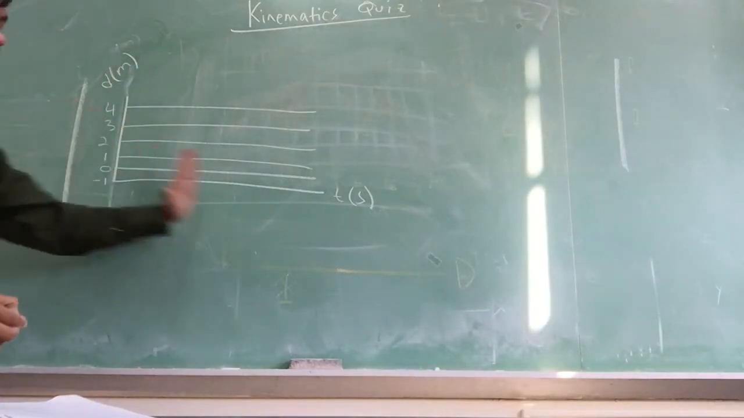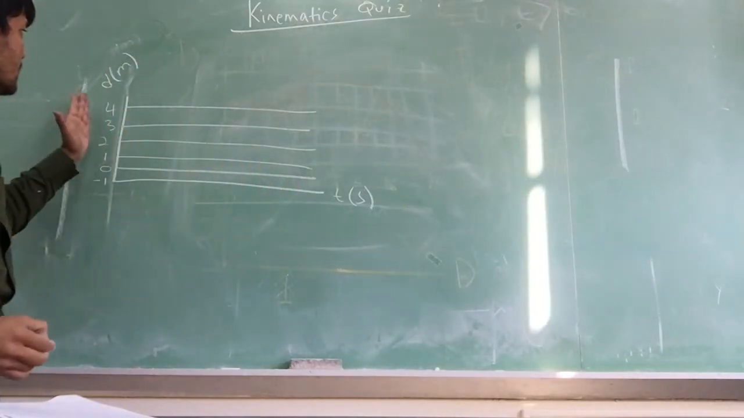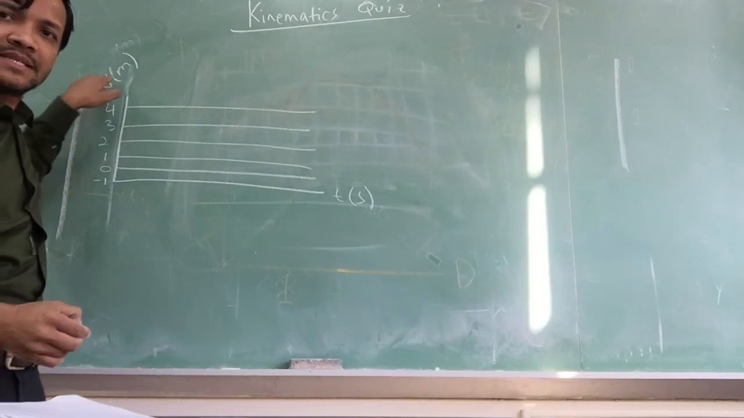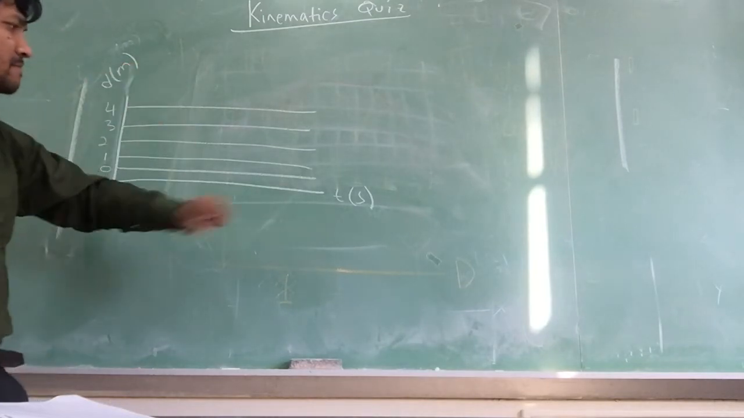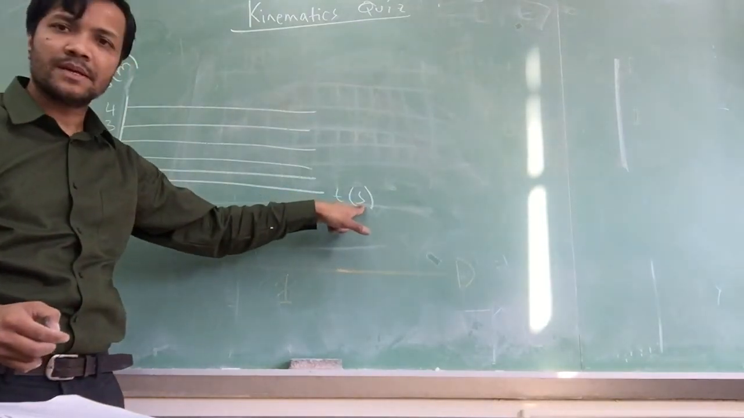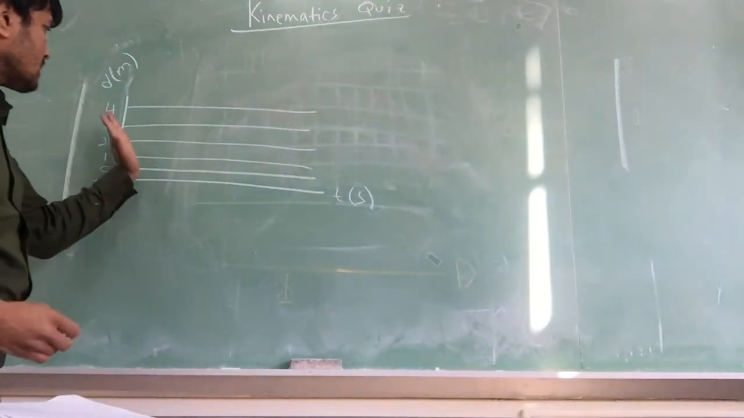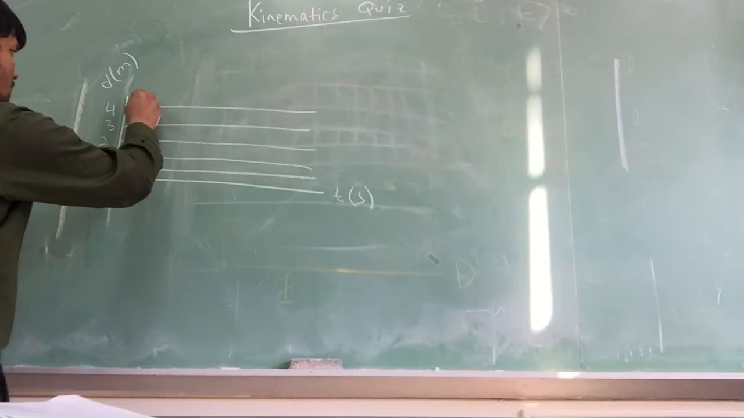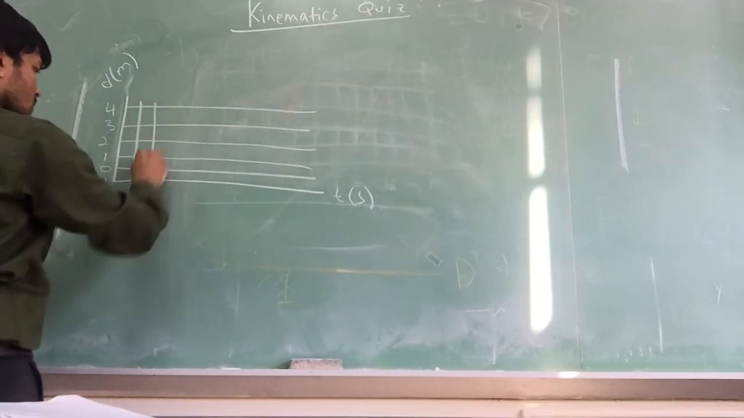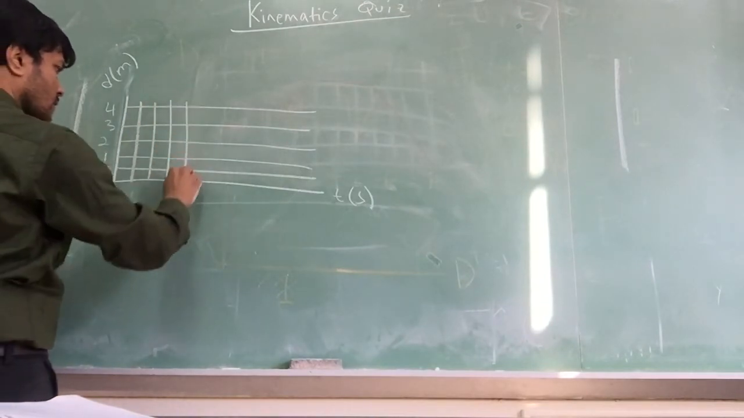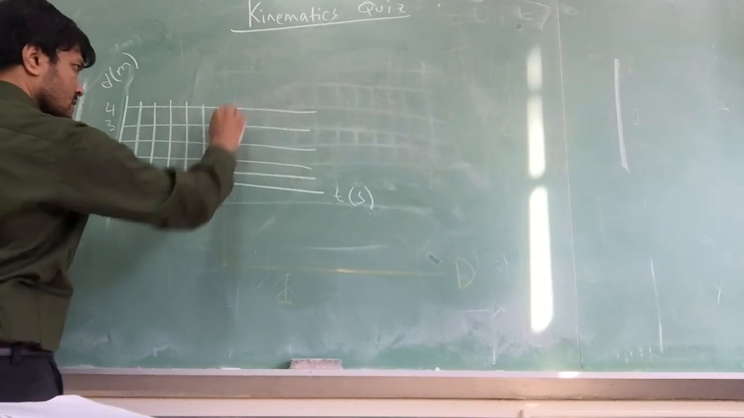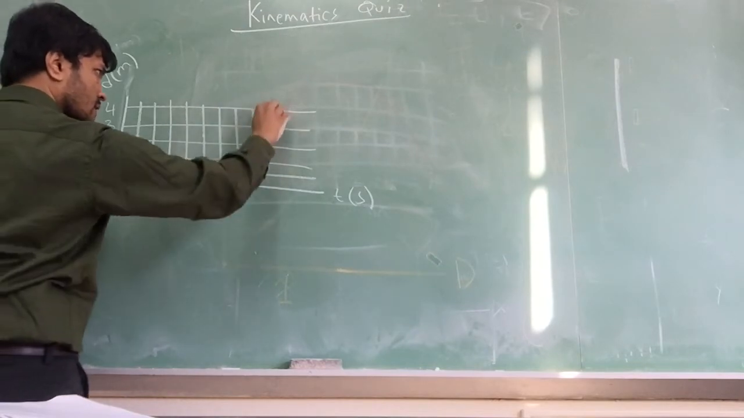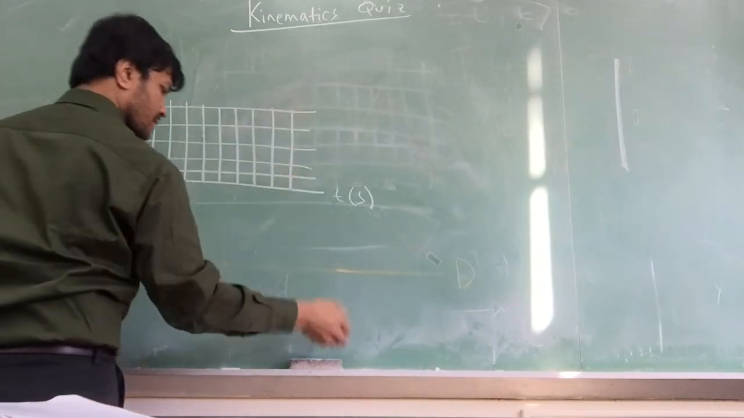This is position, this is time. Position is distance. The SI unit for distance is meter, and the SI unit for time is second. The trip was 10 seconds long: 1, 2, 3, 4, 5, 6, 7, 8, 9, and 10.